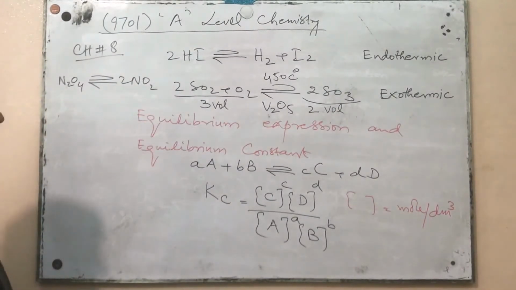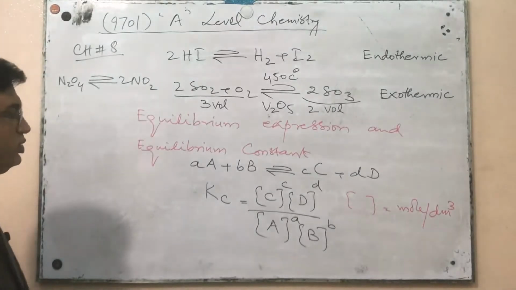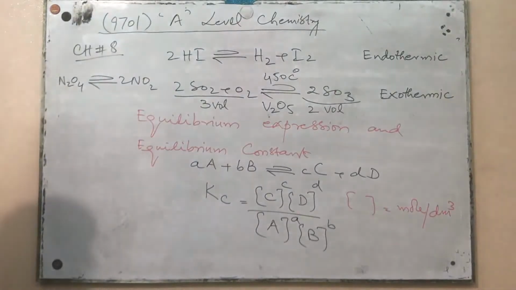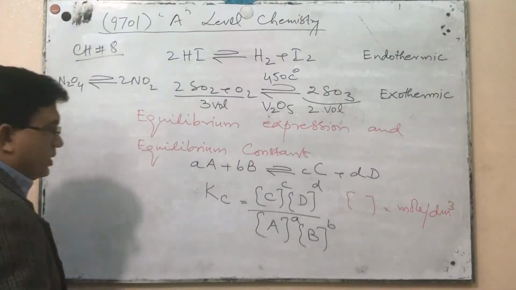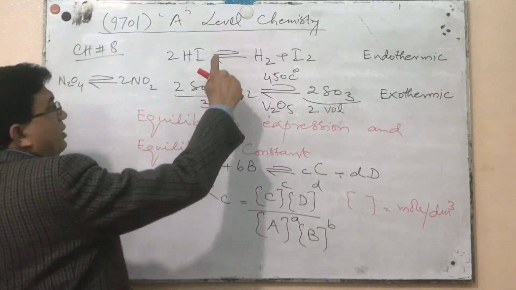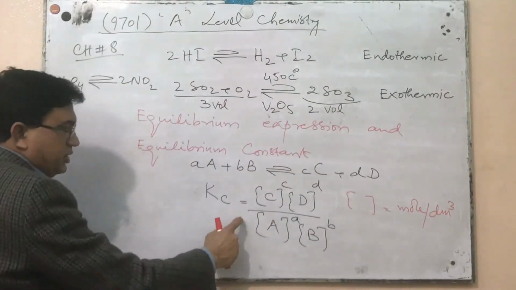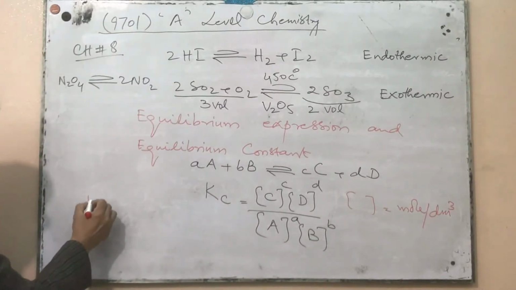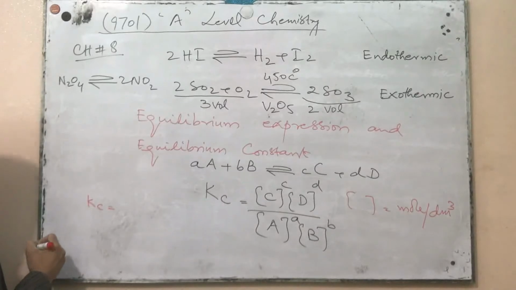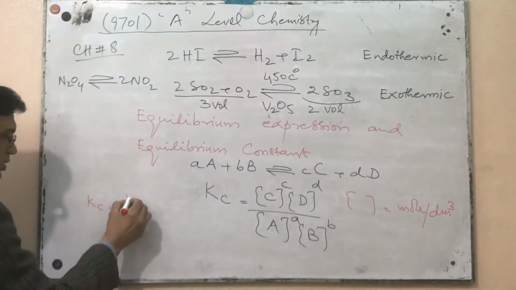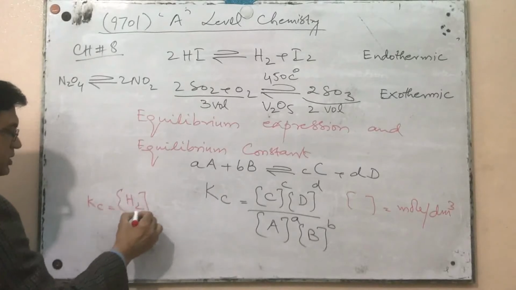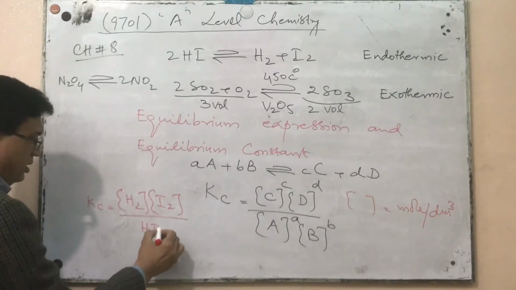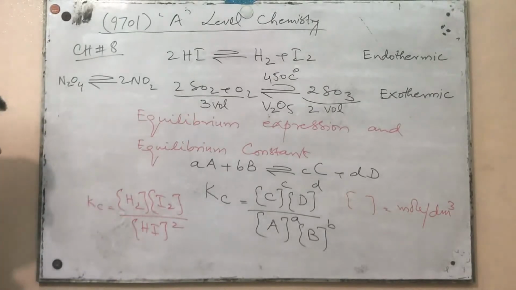And if we want to find out the units, consider these two equations for the unit calculation. If we put these reactants and products into the equilibrium constant expression, we will get Kc is equal to the hydrogen H2 molar concentration, then the I2 molar concentration, and then the HI molar concentration squared.